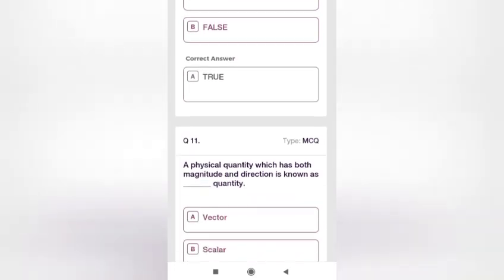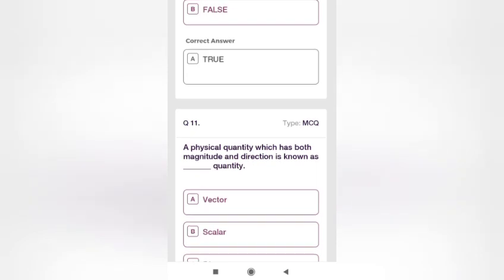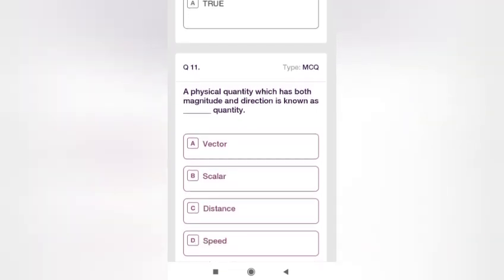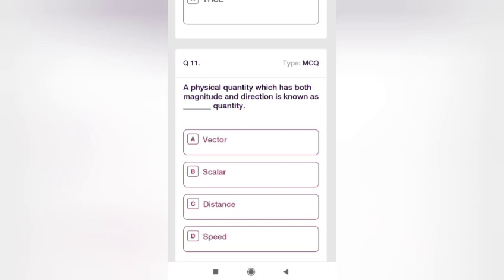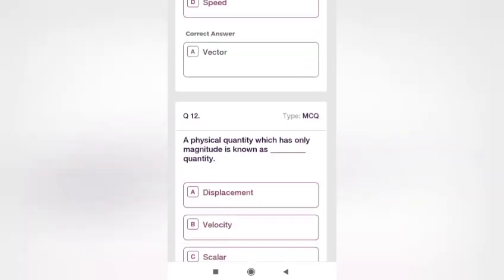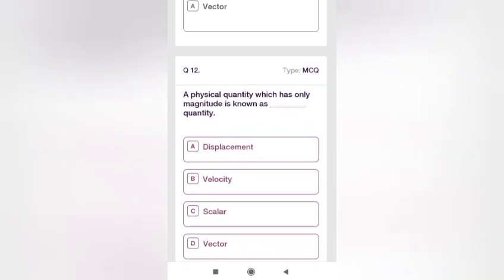A physical quantity which has both magnitude and direction is known as vector, scalar, distance, or speed. A quantity which has both magnitude as well as direction we call a vector quantity. Option A is the correct answer. A physical quantity which has only magnitude is known as displacement, velocity, scalar, or vector. Only magnitude, that means having only value, means it is a scalar quantity. Option C is the correct answer.